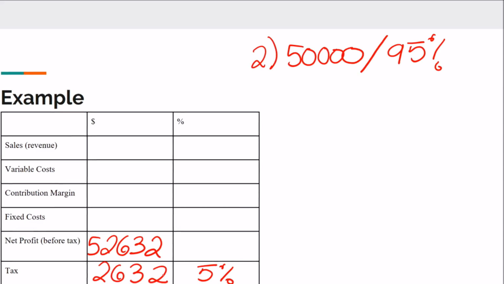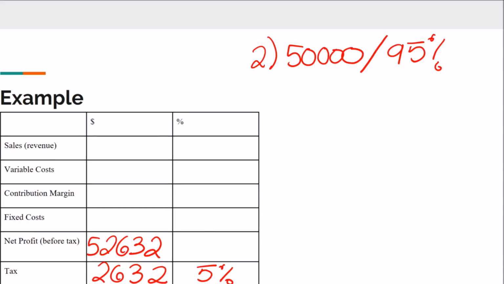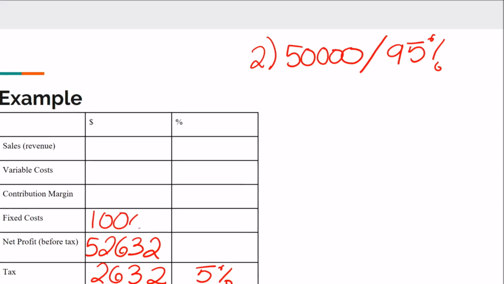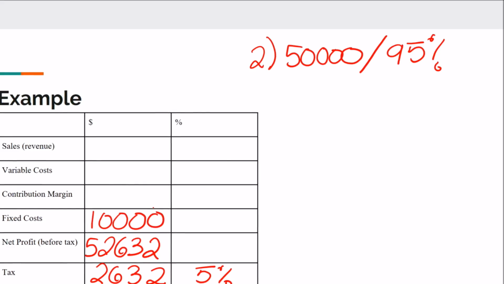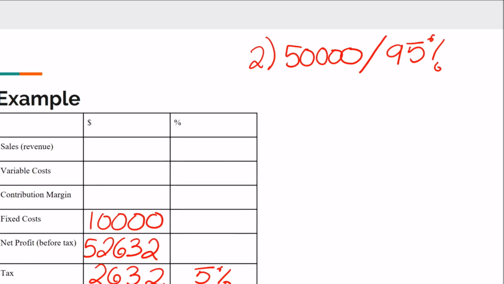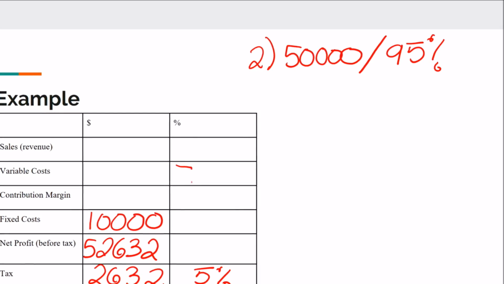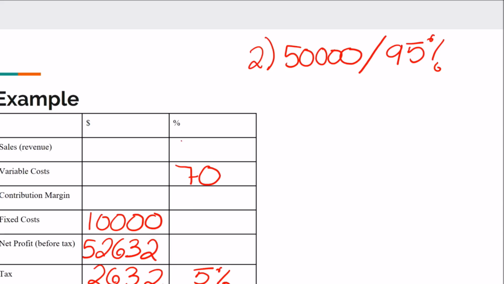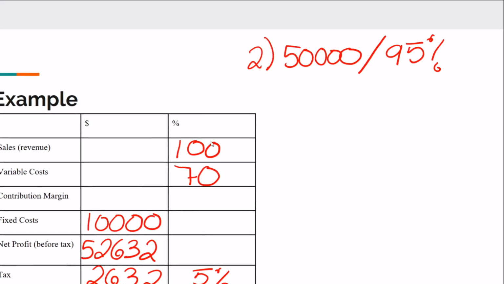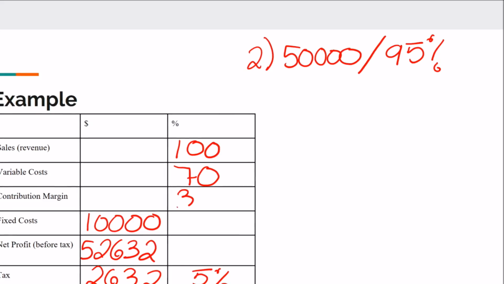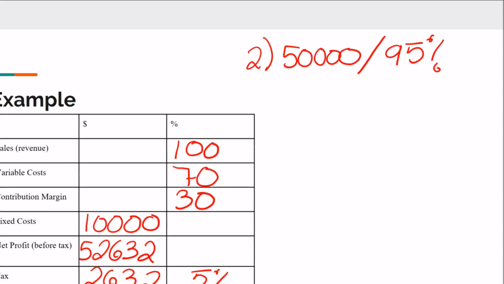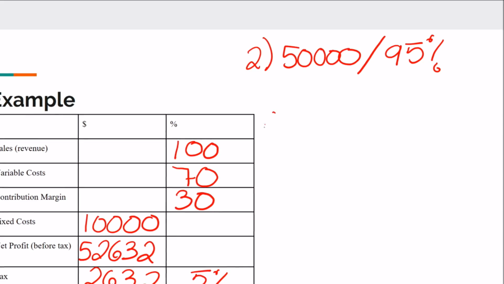Our fourth step is to calculate fixed cost, and for this problem it just gave it to you, which was 10,000. The fifth step is to calculate variable cost percent, and it was also given to us in this problem. And we know that contribution margin is 100% minus variable cost, so we can go ahead and fill that out for 30%.